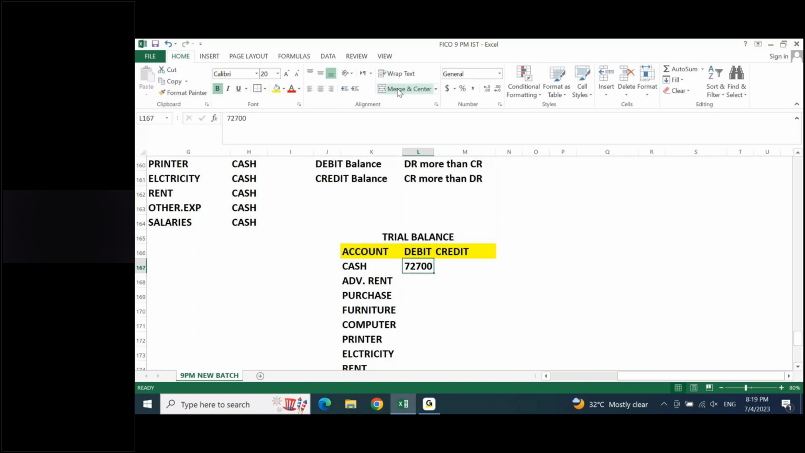So in the trial balance, every account can either show a debit balance or a credit balance. It cannot show two balances. Clear? Trial balance will show either a debit balance or a credit balance, but not both.